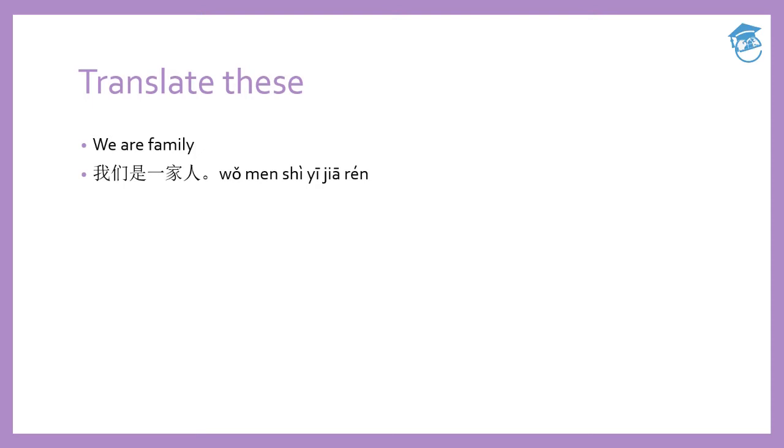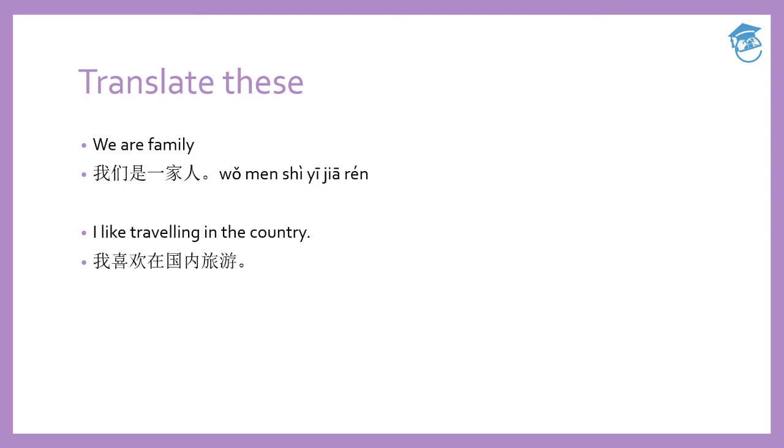This is quite common in family. Like for example, when you go for a trip, sometimes you want to say that you are a family. Then you can say 我们是一家人. Let's go to the next one. The next one is, I like traveling in the country. How do you say this in Mandarin?